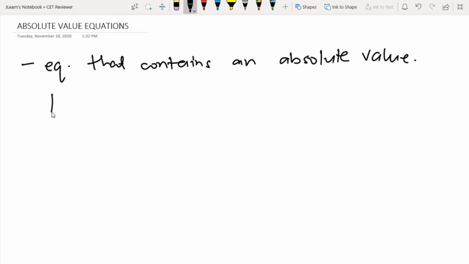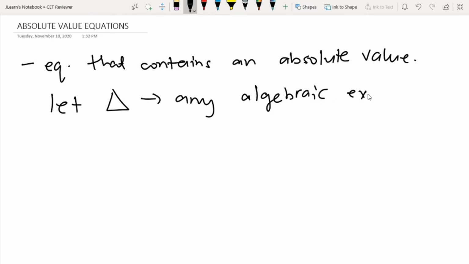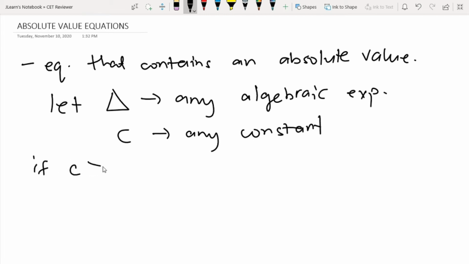So, we can for example, let's call it delta to be any algebraic expression, and let's say C to be any constant. Okay? So, if C is greater than 0, okay, we can say na if yung absolute value ng any algebraic expression is equal to C, then yung any algebraic expression na yan could be equal to C or negative C.